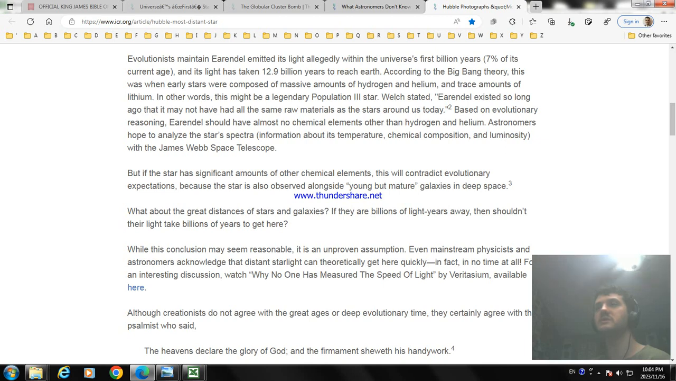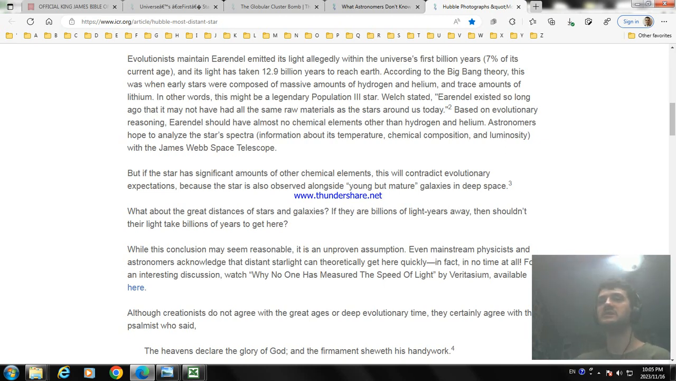According to the Big Bang Theory, the early stars were composed of massive amounts of hydrogen and helium and trace amounts of lithium. In other words, this might be a legendary Population 3 star. Welch stated, Orion existed so long ago and may not have all the same raw materials as the stars around us today. Based on evolutionary reasoning, Orion should have almost no chemical elements other than hydrogen and helium.